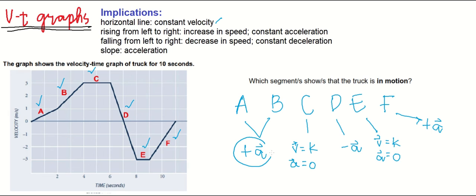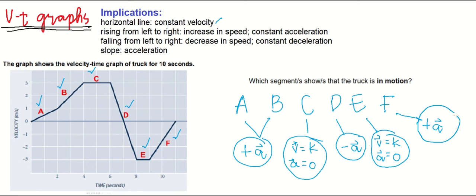Positive acceleration here. Constant velocity, meaning zero acceleration. Negative acceleration, or in other words, deceleration. For segment E, you have constant velocity, meaning you have zero acceleration. And lastly, for segment F, you have a positive acceleration.